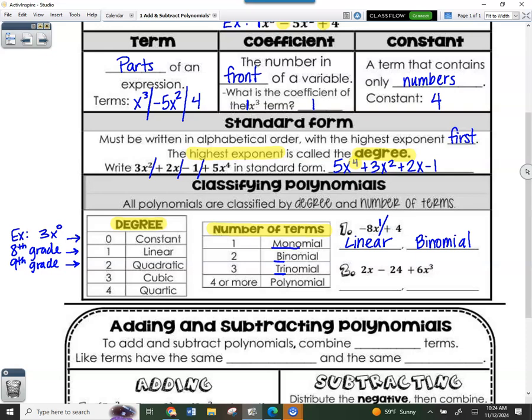Terms is the slash marks, and then you identify how many there are. Cubic. So how many terms are here? And what's the degree? The degree is 3, right? So this is a cubic trinomial.